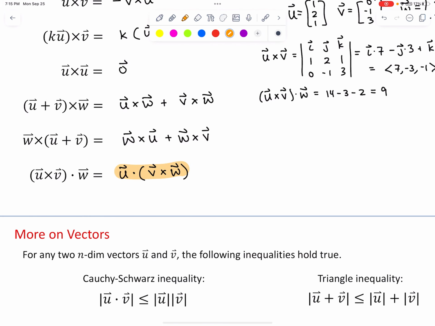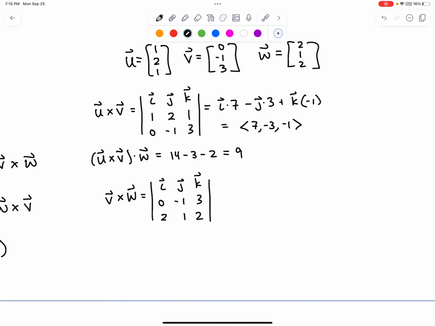Okay, now let's do this side of the identity by beginning with v cross w. So v cross w will be the determinant of this 3x3 matrix. Using cofactor expansion, we get vector i times the determinant of this 2x2, which is negative 2 minus 3, which is negative 5, minus vector j times the determinant of this 2x2 matrix, which will be 0 minus 6, so negative 6, and then plus vector k times the determinant of this 2x2 matrix, which will be 0 minus negative 2, which is 2. So this gives me the vector negative 5, positive 6, positive 2.